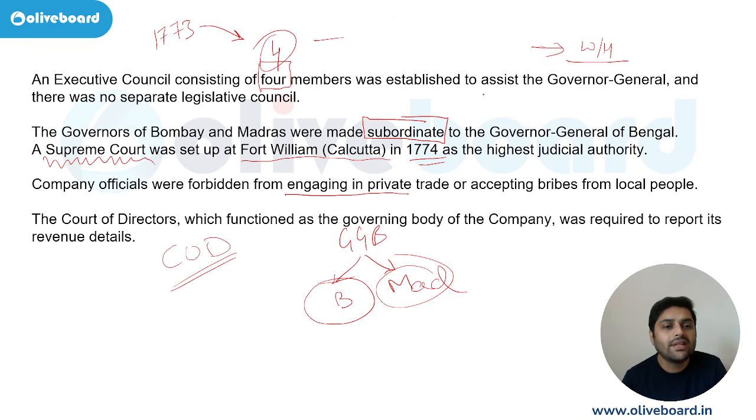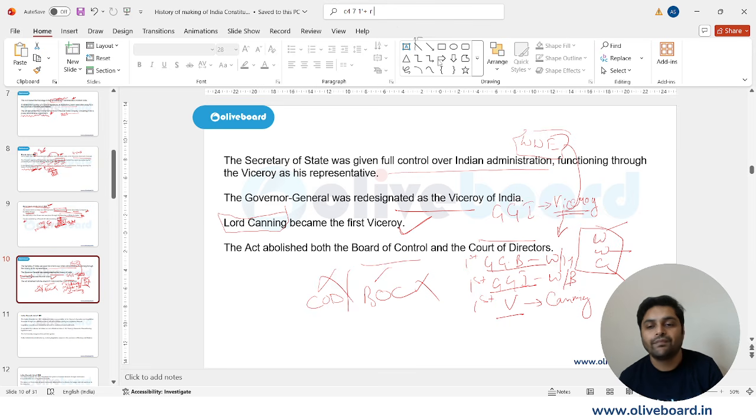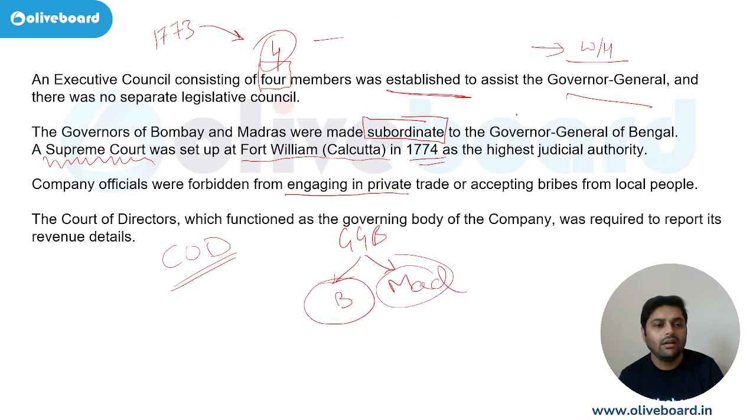Then an Executive Council of 4 members was established to help the Governor General, because a single person alone cannot rule. Can just one person rule? No, he needs support. What is that support? It is that Executive Council which was made. Then the governors of Bombay and Madras were made subordinate to the Governor General of Bengal. A Supreme Court was set up in Fort William, Calcutta.